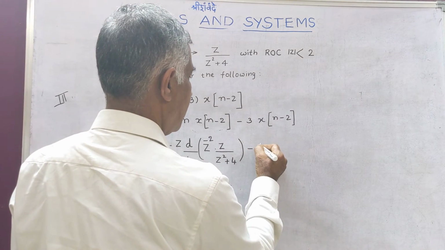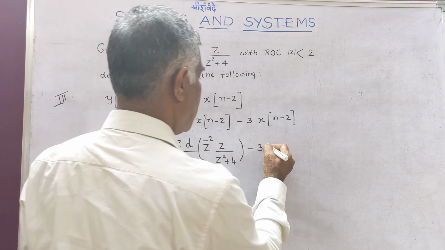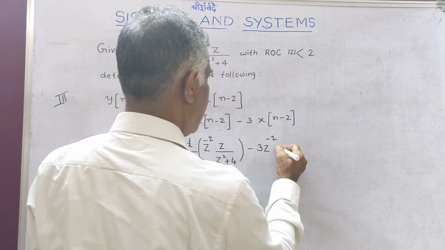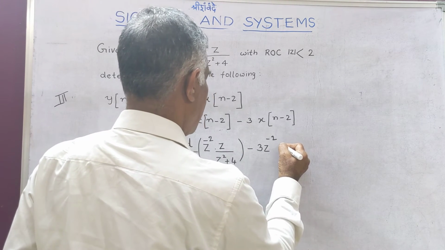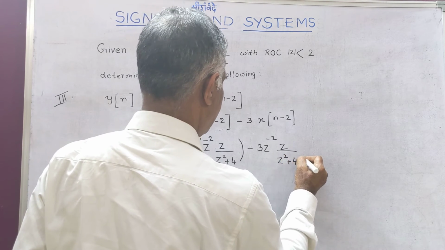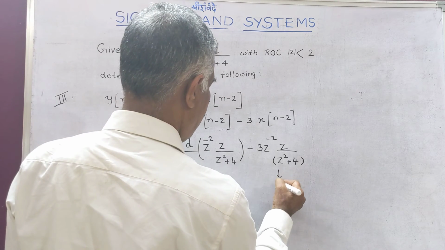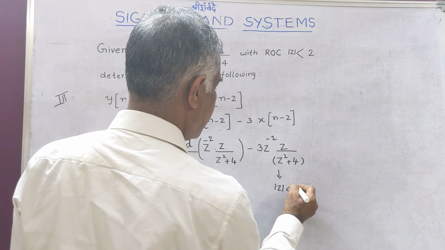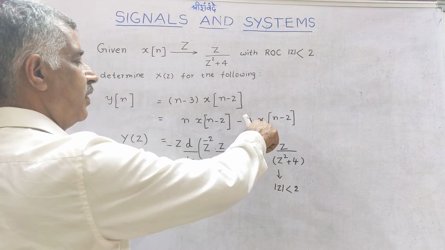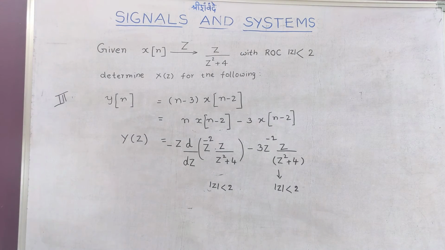Next, minus 3. Again, shift property: z to the power of minus 2 times x of z, where x of z is z by z square plus 4. That's all. And the ROC once again, mod z less than 2. And z goes to the denominator, so mod z greater than 0.